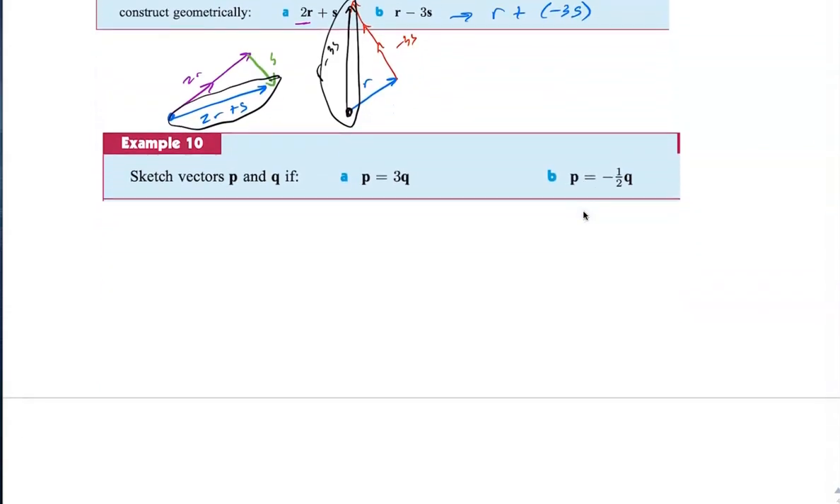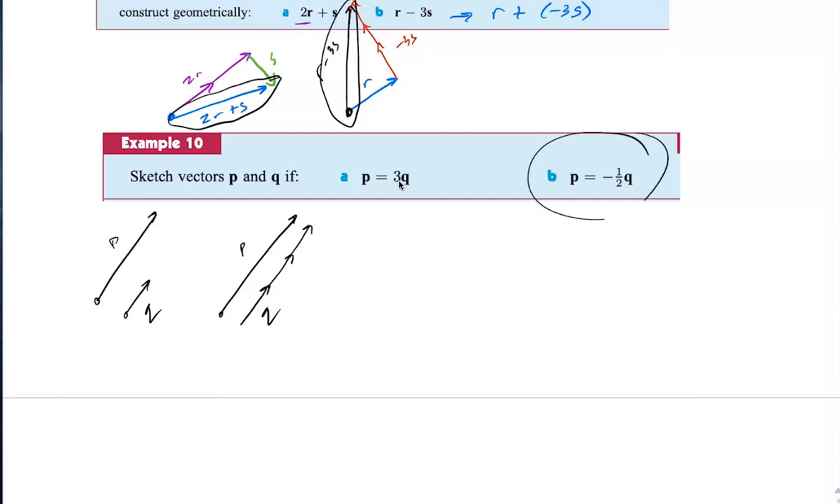Let's see this. Sketch vectors p and q if p is 3q. So they're just saying p is 3q. So let's say we have 3q. Here's q, and let's draw 3 of them. They want p to be equal to that. So p must be a long vector, like that. That'll be my p, and that'll be a little thing with my q.